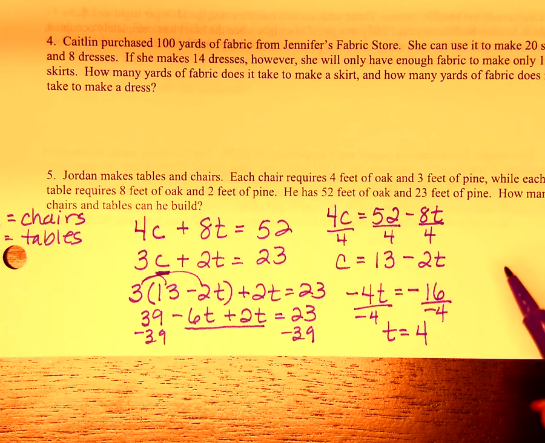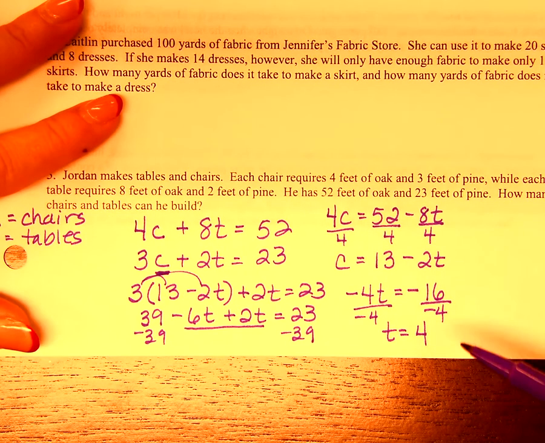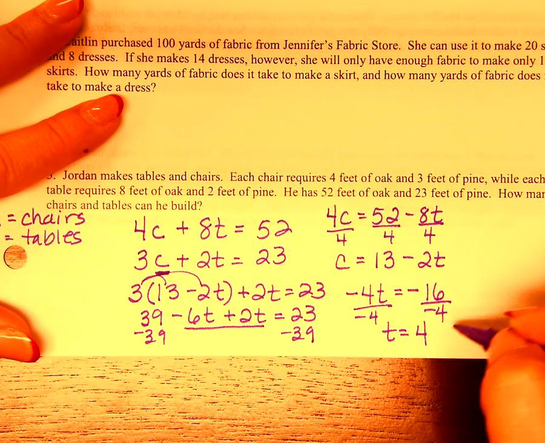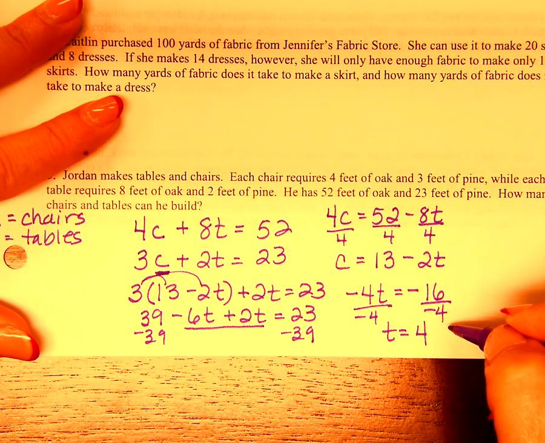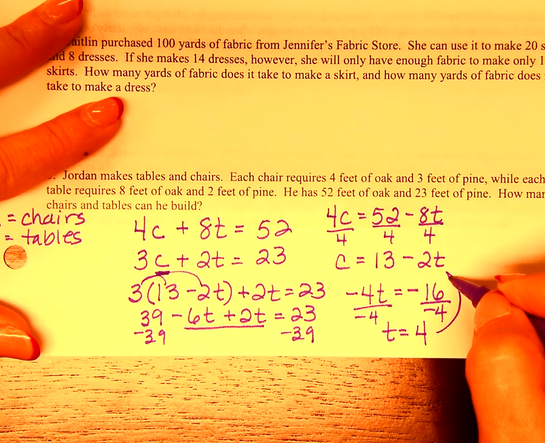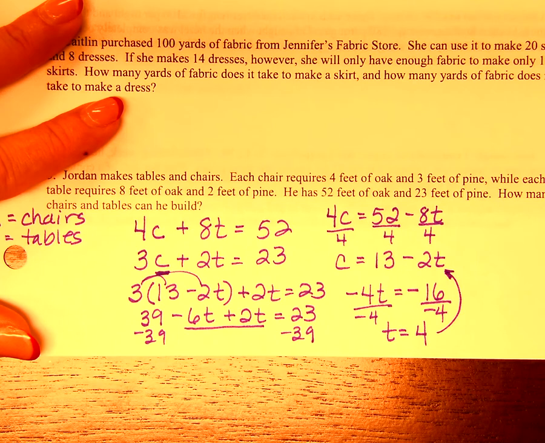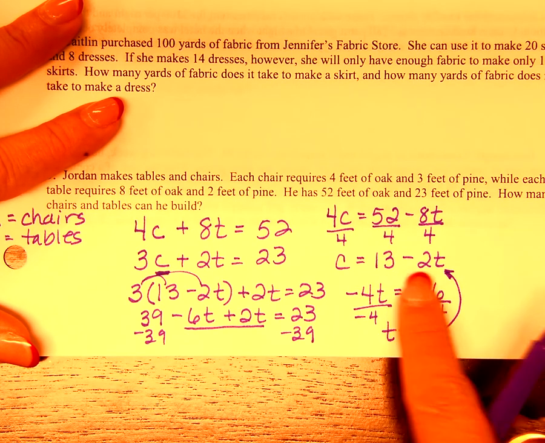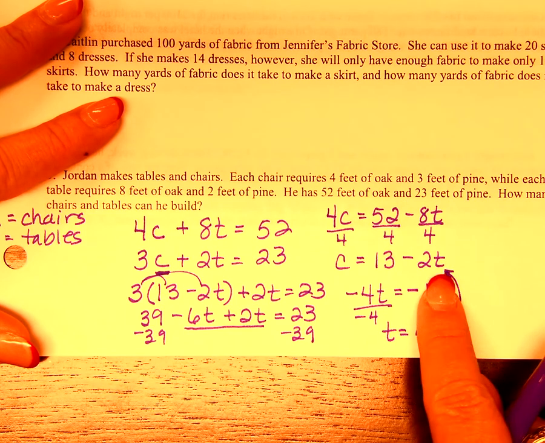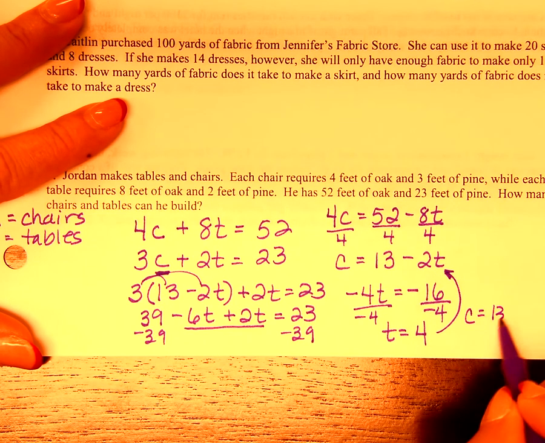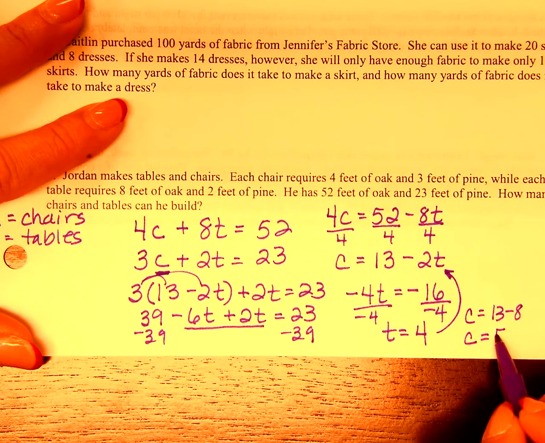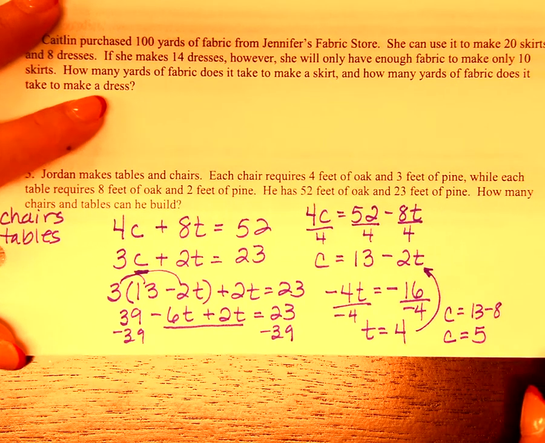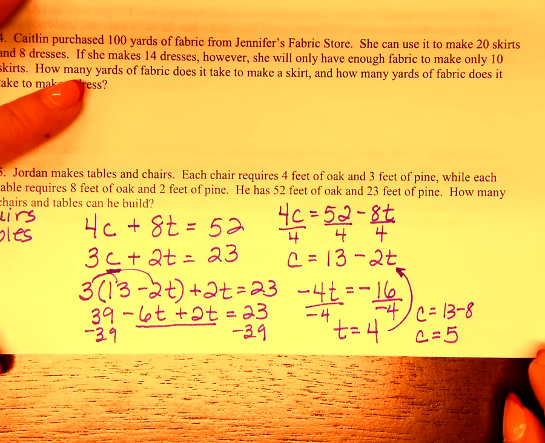Yeah, I think it should be positive 4 because we've got a negative 16 and a negative 4, right? You're good. So what should I do with this T equals 4? Well, I would go right here. Why would I go right there? C is already solved for, isn't it? So C is going to equal 13 minus 8. So C is going to equal 5. Now, would you please answer the question?